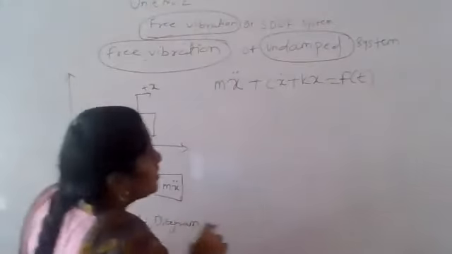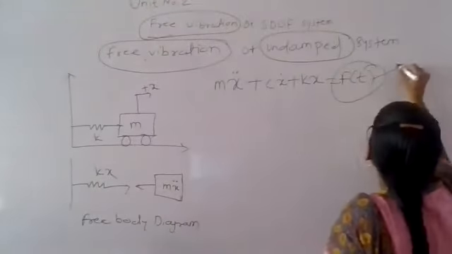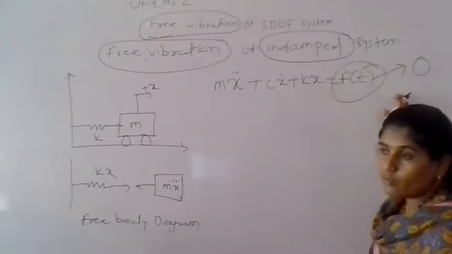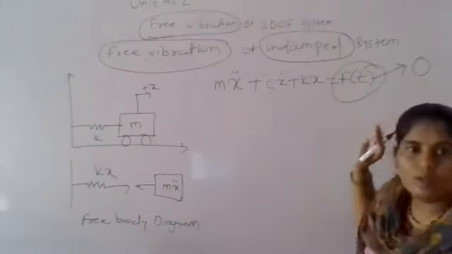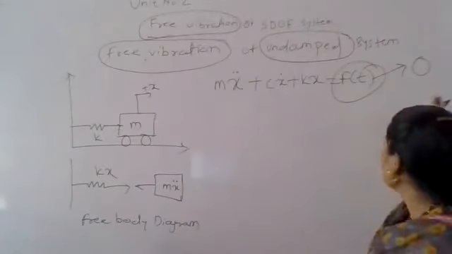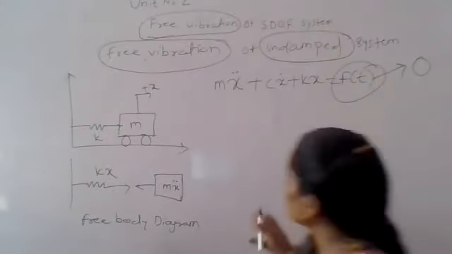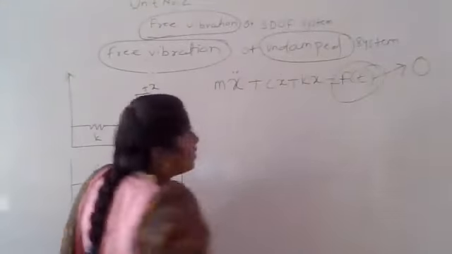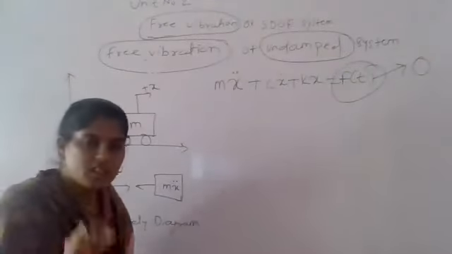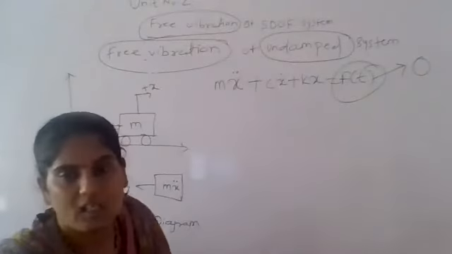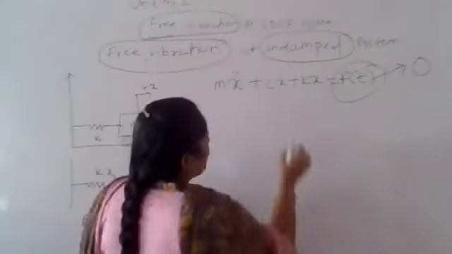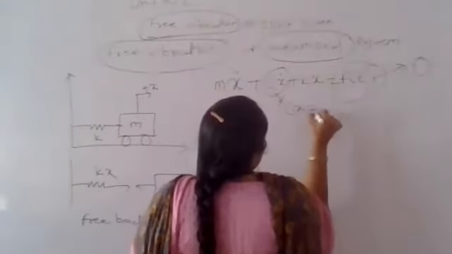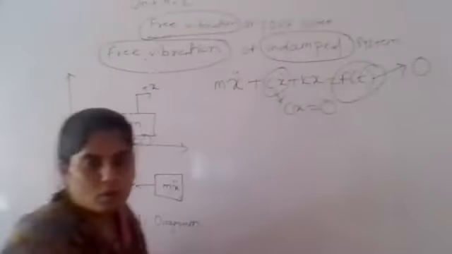Free vibration means the f of t value becomes 0. Why? Because the vibration is a free vibration, so the external force, that is f of t, will be equal to 0. Second thing is that the derivation name is a free vibration of undamped system. Undamped means c is equal to 0. If there is damping, c has some value. So the other force here, c x dot, that is the damping force, will again be equal to 0.